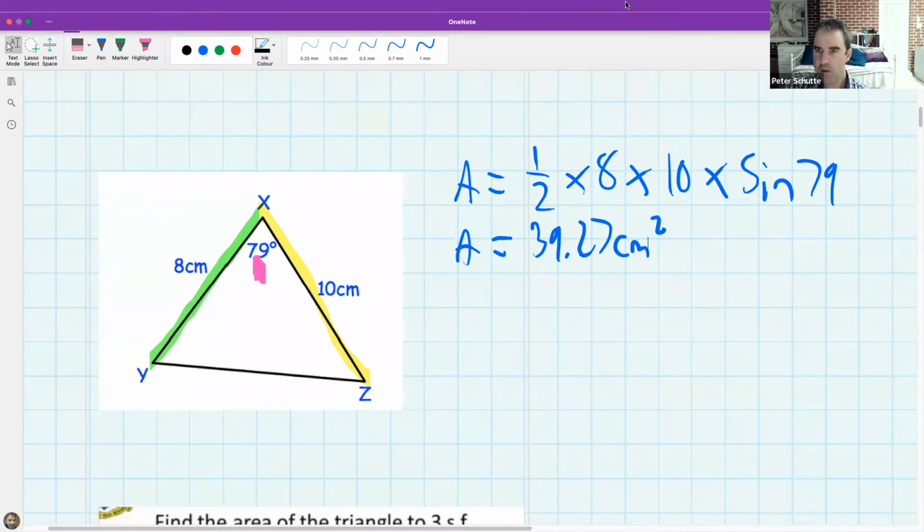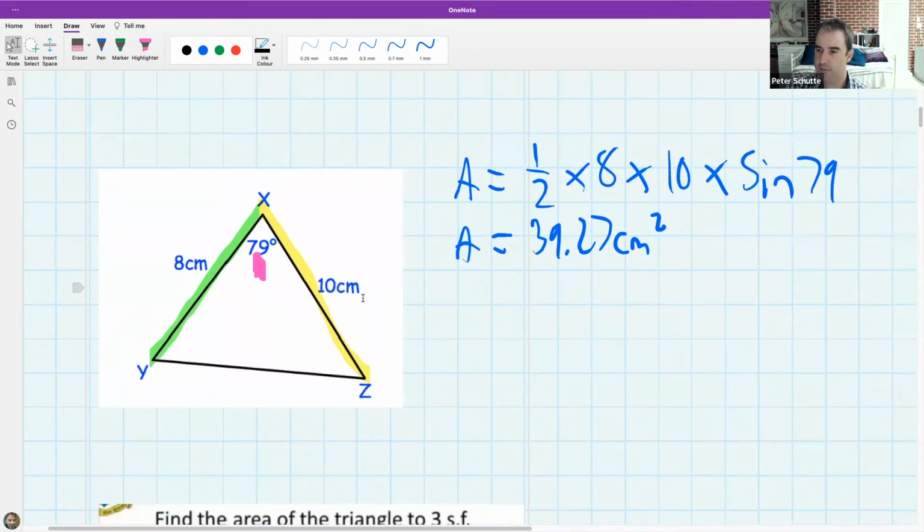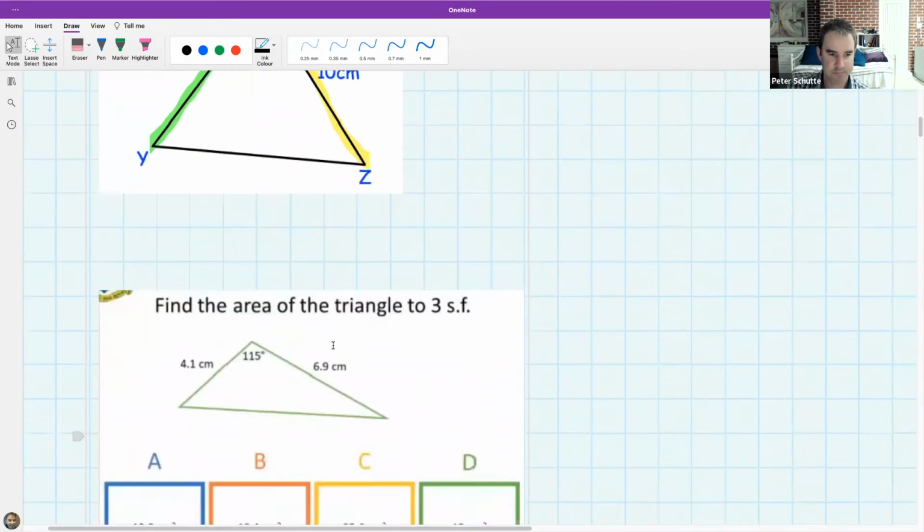Okay, so all we're doing at this first part of the lesson, guys, is we're just learning how the area rule works. So I just want to make sure that you're comfortable applying it. Then I'll talk in more detail about how it works.